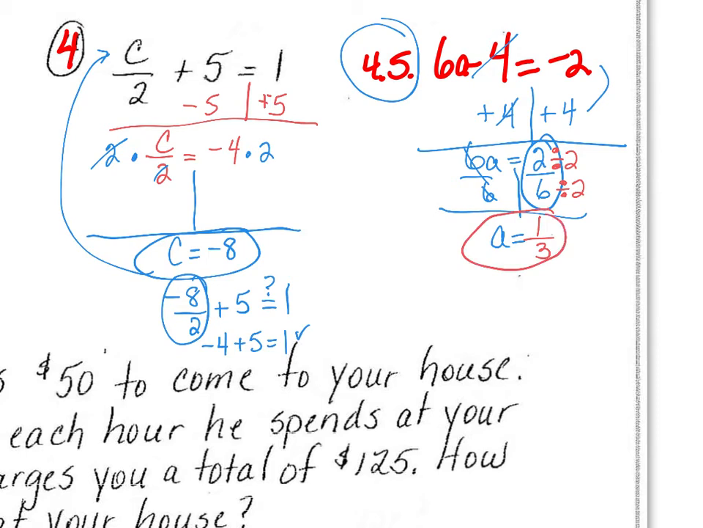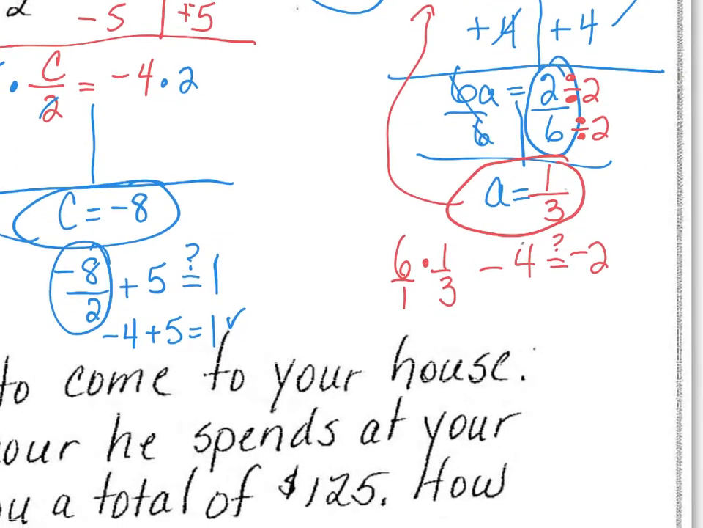You got to check it. Check it right back up there. So I'm going to take 6 times 1/3. Oh, 6 is a rational number, isn't it? It can be written as a fraction. 6 over 1 minus 4. I want to know, is that equal to negative 2?